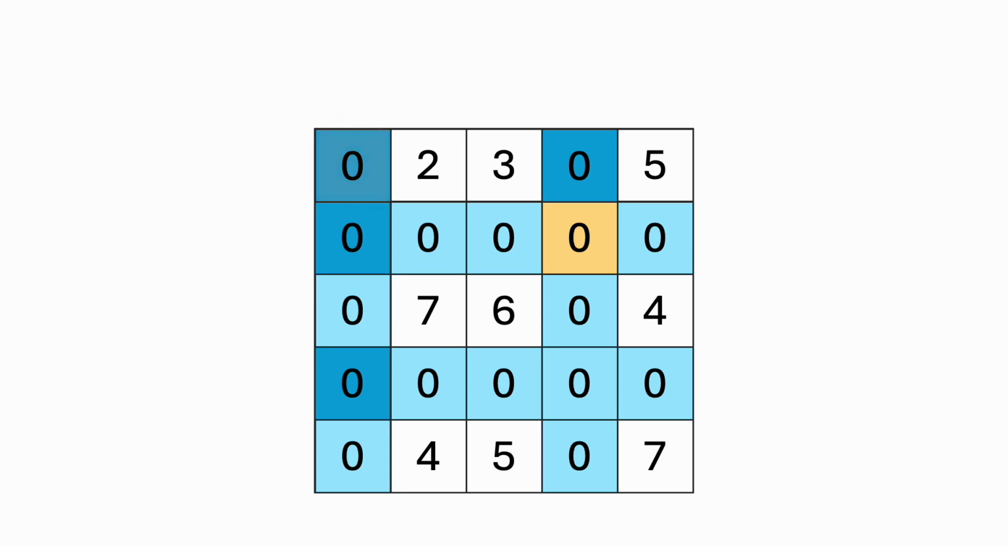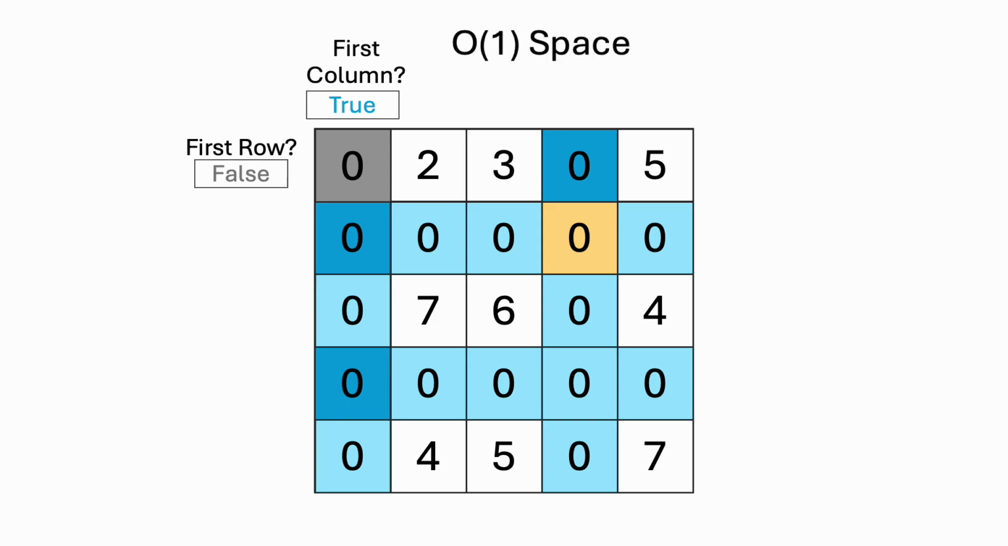So we actually won't use this cell at all, and instead we'll create two new booleans, one as the indicator for the first row and another as the indicator for the first column. Since we'll only ever need two extra variables no matter what the size of the matrix is, this runs in constant space. And as you'll see later in the code, we'll only need to iterate through the entire matrix twice, once to set all the indicators, and another to set the matrix values themselves to 0. So this runs in O of m times n time.